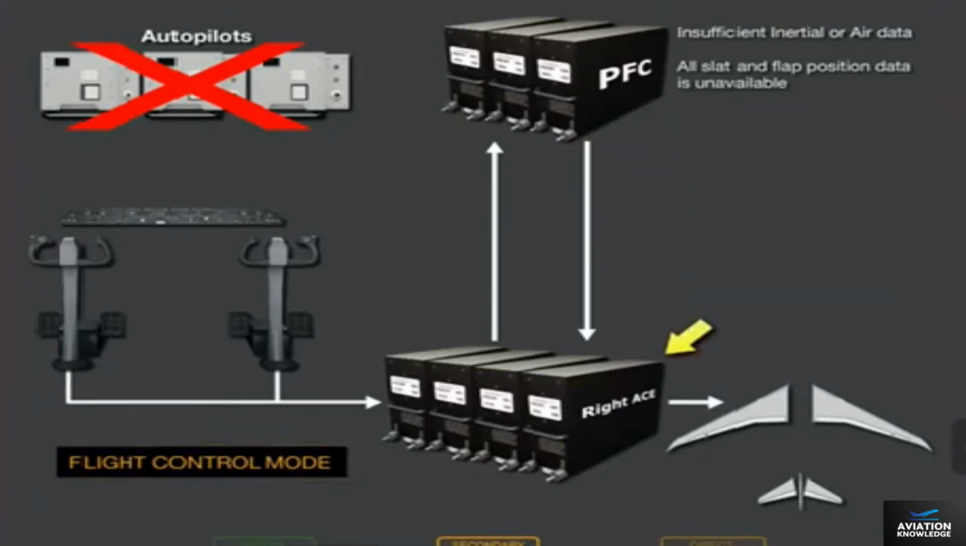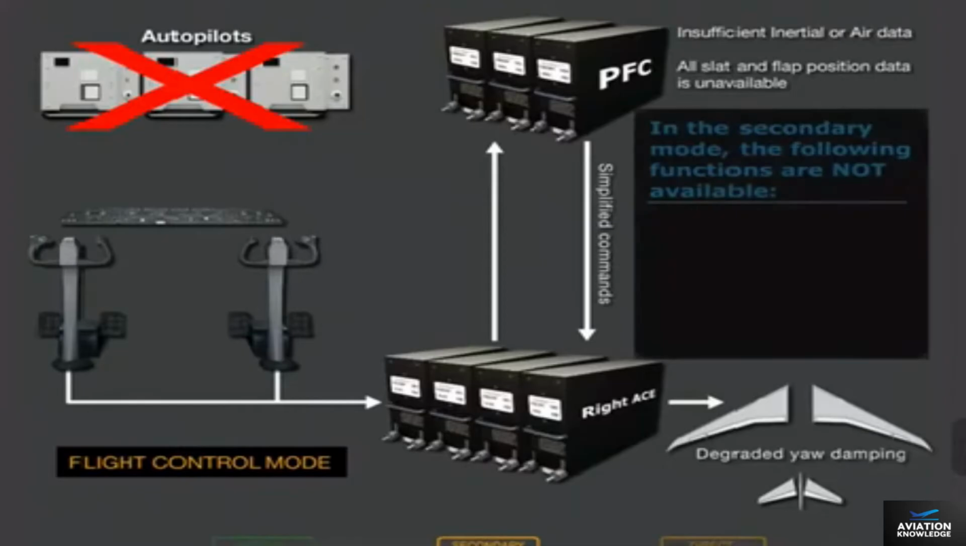In secondary mode, the ACEs continue to receive and process pilot control inputs before sending these signals to the 3 PFCs. The PFCs use simplified computations to generate flight control surface commands. These simplified commands are sent back to the ACEs and then sent to the control surface actuators. All flight control surfaces remain operable. However, the elevator and rudder are more sensitive at some airspeeds, and yaw damping is degraded.